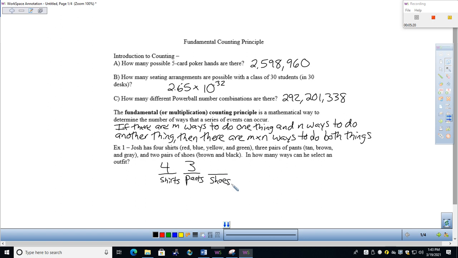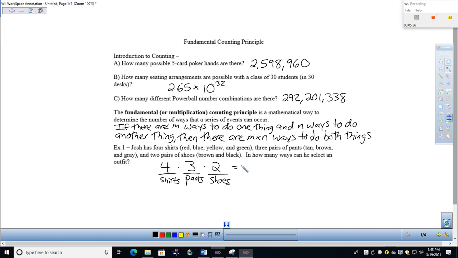How many possibilities are there? How many ways can he perform this particular task? And in this case, there are 2. And so if I have the number of possibilities for each individual task, what do I do to get the entire outfit together? Very simply, everybody, I multiply them through.